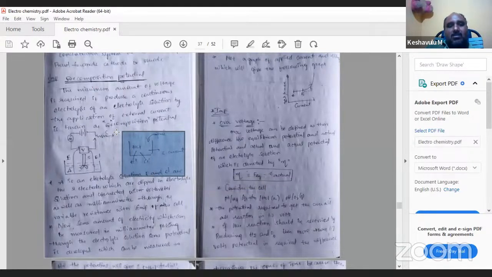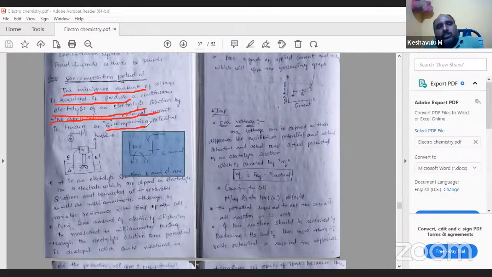When the continuous electrolysis process is carried out, at that particular potential, which we may call the decomposition potential, the continuous electrolysis process will be there. At what potential the continuous electrolysis process should be done, that particular potential may be called the decomposition potential. Just see the definition. The minimum amount of voltage required to produce a continuous electrolysis of an electrolyte solution by application of external current is known as decomposition potential.